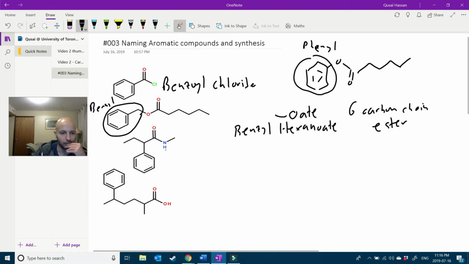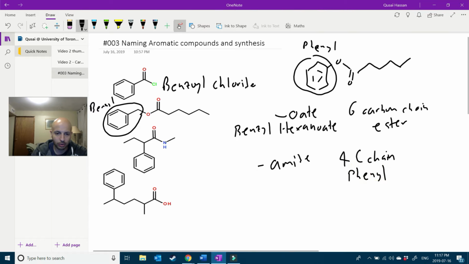Okay, so now let's go to this compound. We'll apply the same technique. We have an amide group, so our suffix will be amide. Now the carbonyl is attached to 4 carbons. We have the carbonyl carbon, 2 here, 3 here, and 4 here, so we have a 4 carbon chain. And now we actually don't have the benzyl, because this benzene is attached to a CH, not a CH2. So that's actually a phenyl, and we're going to refer to it as a phenyl.